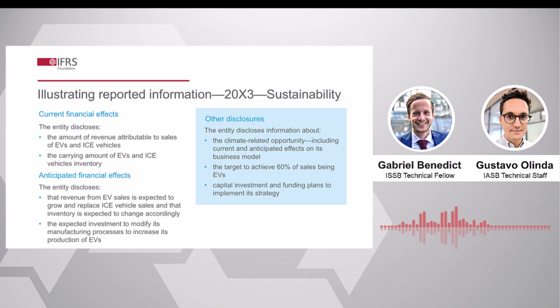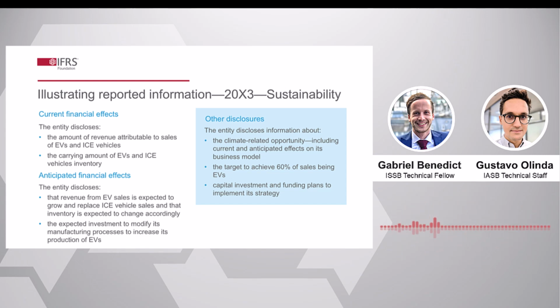As noted in the fact pattern, for sustainability-related financial disclosures, the entity identifies a climate-related opportunity related to the sale of EVs. In providing information about how this climate-related opportunity has affected financial position, financial performance, and cash flows in the current reporting period, the entity might provide information about the amount of revenue from EVs and ICE vehicles, in addition to the effect on levels of inventory in the period for both types of vehicles, because this information is fundamental to the entity's transition plan.